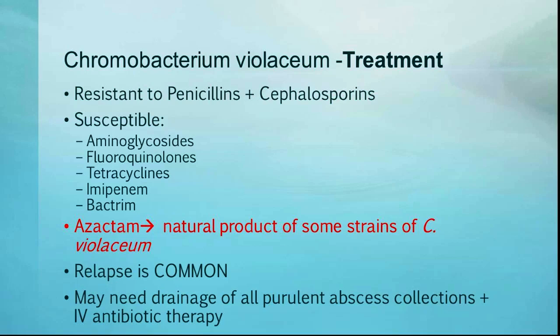And they are resistant to penicillins, susceptible to tetracycline and fluoroquinolones. And actually, aztreonam is a natural product of this bacteria, but interestingly, they are susceptible to aztreonam. Relapse is very common, and you need to drain the abscesses at sites like lung abscess, liver abscess, and spleen.